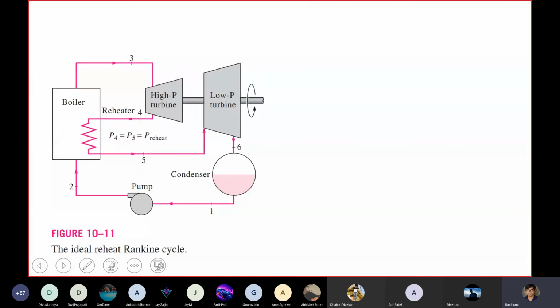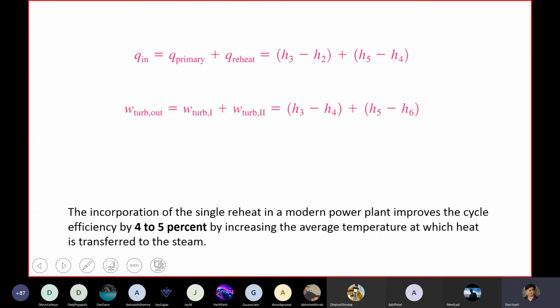Okay, so these are the 2 turbines that I have shown here. So 1 turbine, and this again is being reheated from the boiler at constant pressure, and again fed to the low pressure turbine and expanded. So this is the thing I was talking about. Let me finish this and we'll go in 2 minutes.